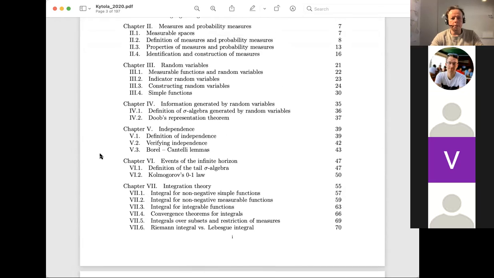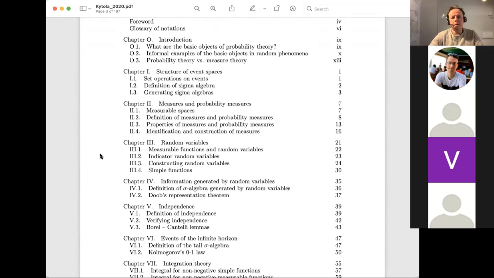If you look at the titles, what we see is the structure of event spaces, and let me see if I can find a pen to maybe mark a bit here. So what we have here is event spaces. Event space means sigma algebra, actually. So technically they are sigma algebras, and that's our topic for today.